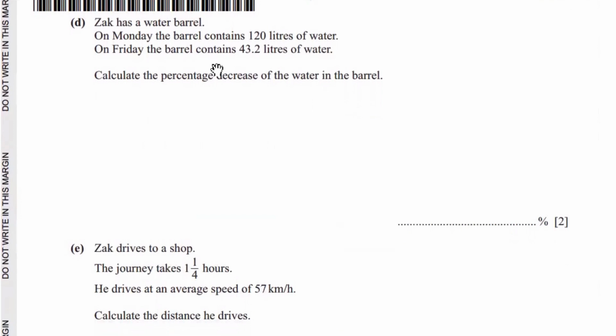Part D says Zach has a water barrel. On Monday, the barrel contains 120 liters of water. On Friday, the barrel contains 43.2 liters of water. Calculate the percentage decrease of the water in the barrel.